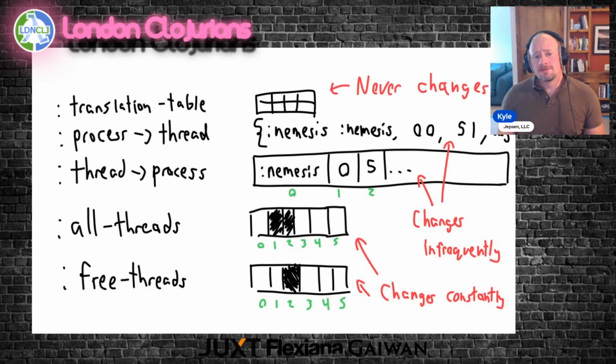Now, some of this data never changes. The translation table, static for the entire test. The process to thread mappings, those change only when a process crashes, so they're pretty infrequent. But the all threads and free threads, those things get changed several times for every single call as you restrict the context down in the tree. And the good news is that those are now bit sets, which is pretty efficient to manipulate.